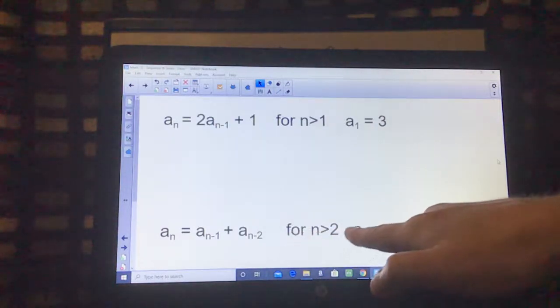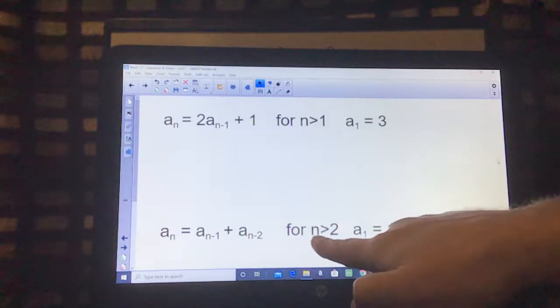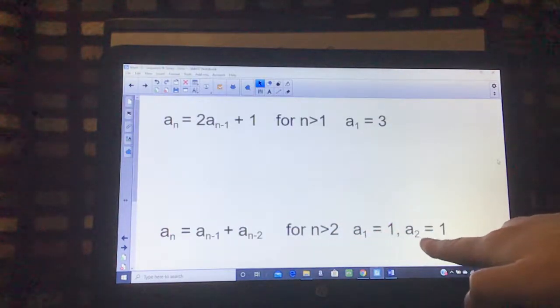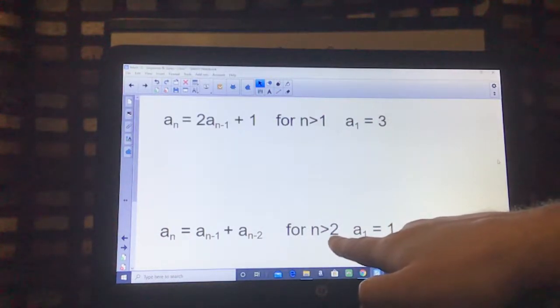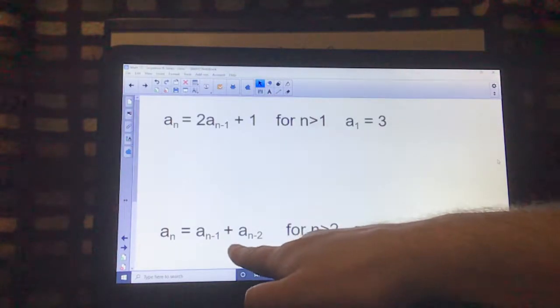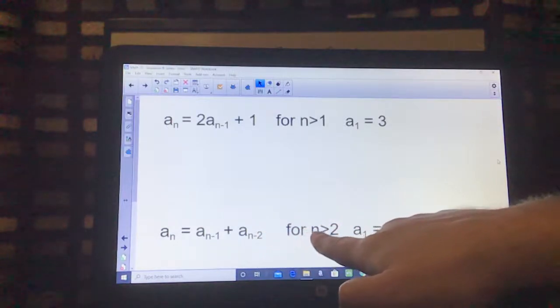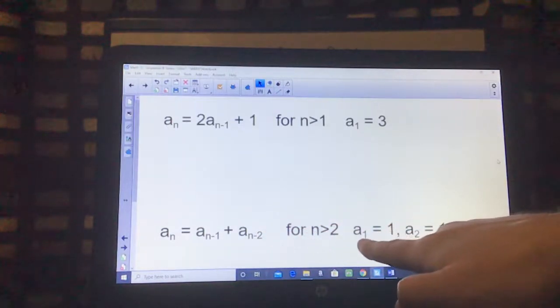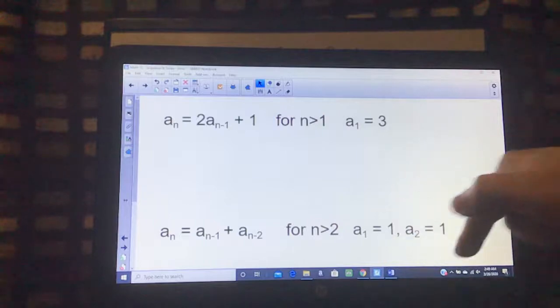Remember, this here is just a technicality. Since they gave me term 1 and term 2, I don't need a formula for them. The formula is good for after term 2. For any integer bigger than 2, like term 3, term 4, term 5, we can use this formula. So this formula is valid for terms bigger than 2, because I already know 1 and 2, and I don't need a formula for these.